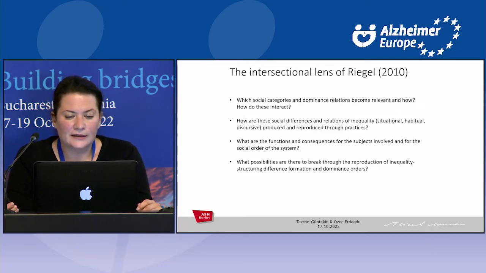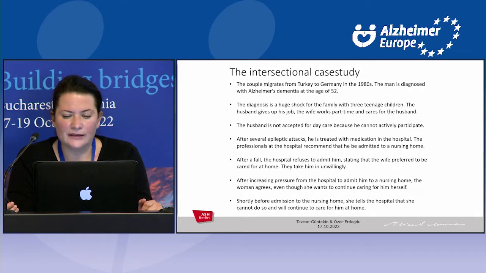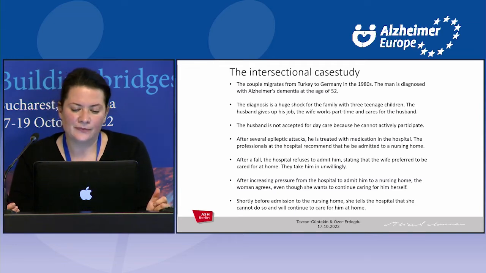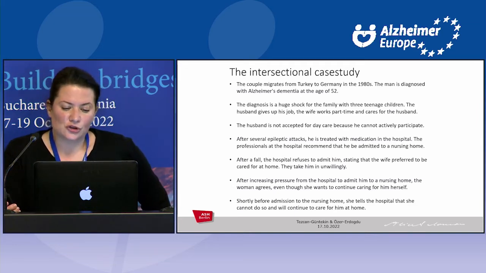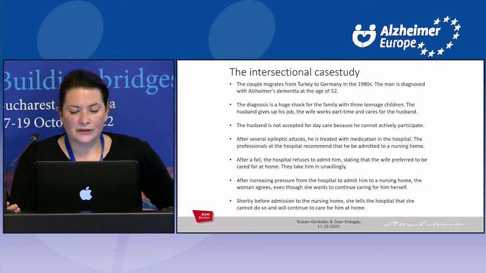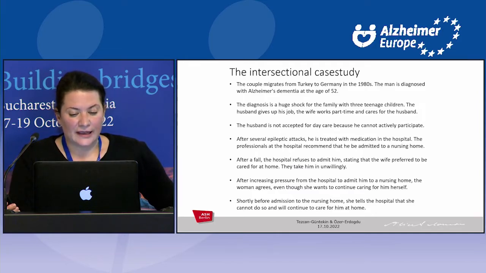The study I want to present, the case study, is about a couple who migrates from Turkey to Germany in the 1980s. The man is diagnosed with Alzheimer's dementia at the age of 52. The woman was 48 at this moment. The diagnosis is a huge shock for the family with 3 teenage children, and the husband gives up his job. The wife works part-time and cares for the husband. The husband is not accepted for daycare because he cannot actively participate.